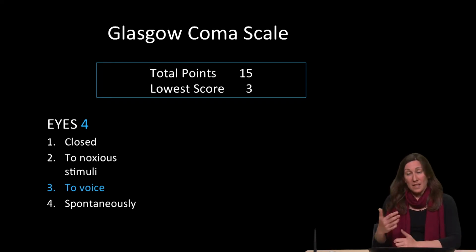First, you assess eyes for a total of 4 points. So if someone's eyes are closed, they get a 1. If they'll open their eyes when you push on their fingernails or provide a noxious stimulus, they receive a 2. If they open their eyes when you speak to them, call out their name, ask them to open their eyes.